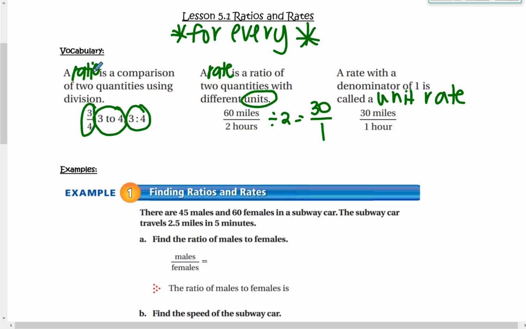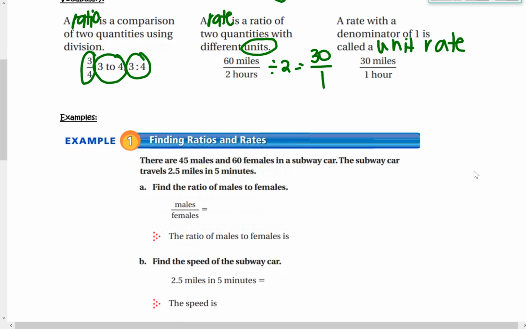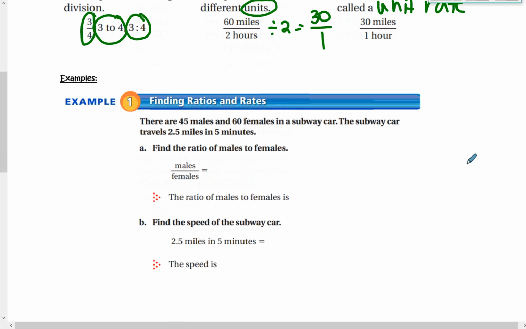So now that we know what a ratio, rate, and unit rate are, we can get started on some examples. This first example is just going to talk about finding ratios and rates. All right, so there are 45 males and 60 females in a subway car. The subway car travels 2.5 miles in 5 minutes. Part A is going to ask us to find the ratio of males to females. And we're going to write this as a fraction.